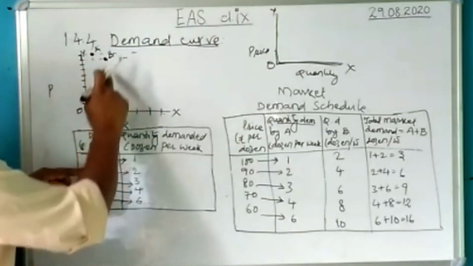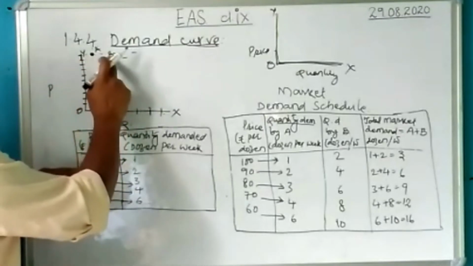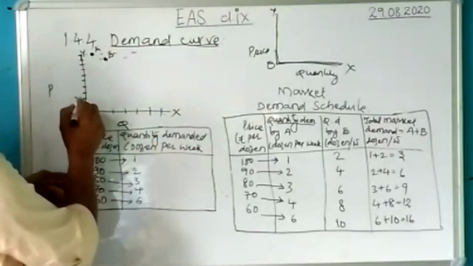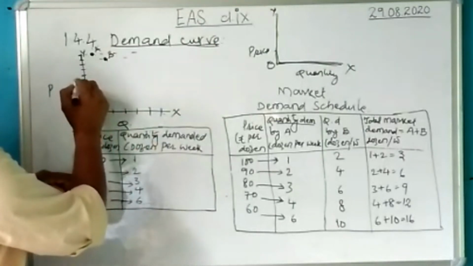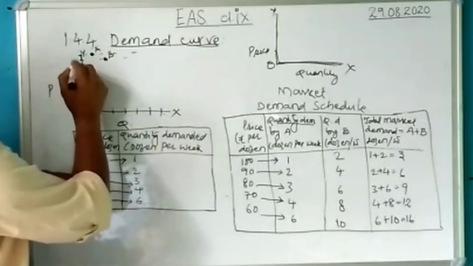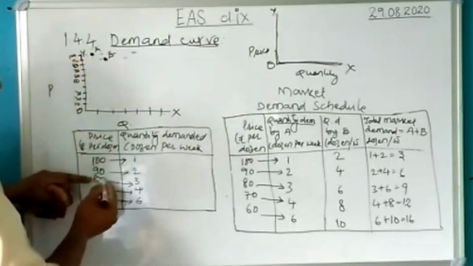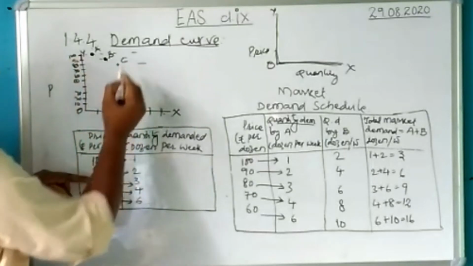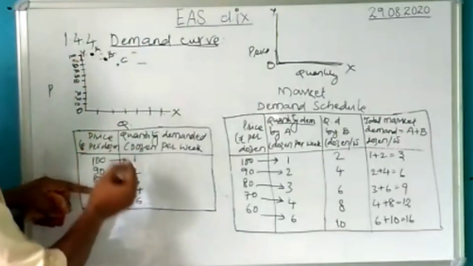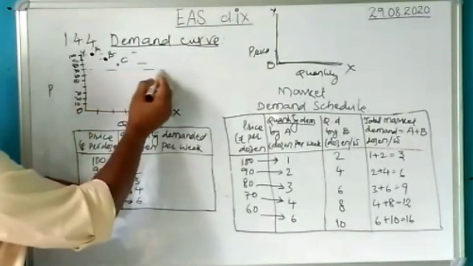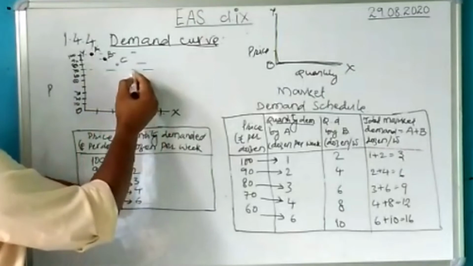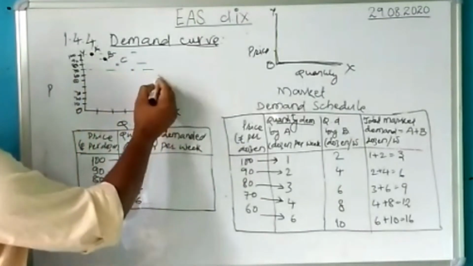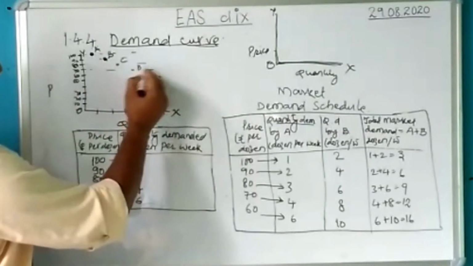This is an imaginary line, no need to draw. At 83, 80 comes here and 3 is here. So where does it intersect? Here. Mark it as C. At 74, when the price is 70, the demand is 4. Intersection here. And when the price is 60, the demand is 6, comes here. Mark it as E.